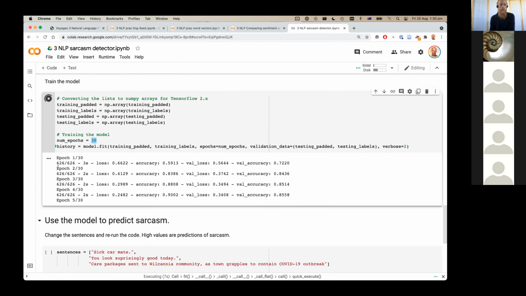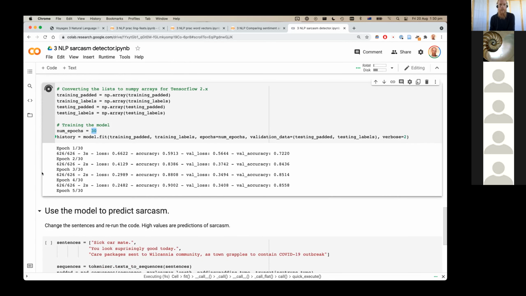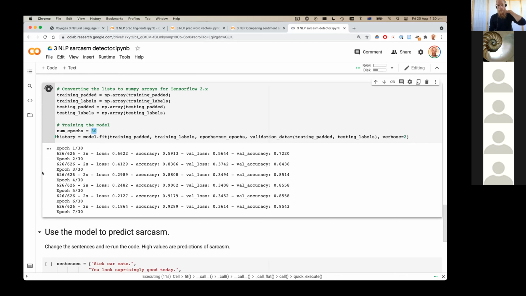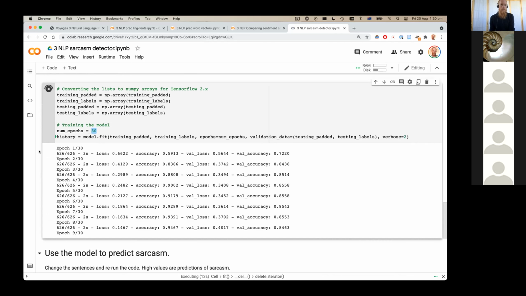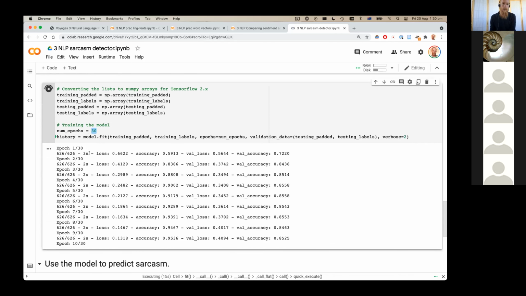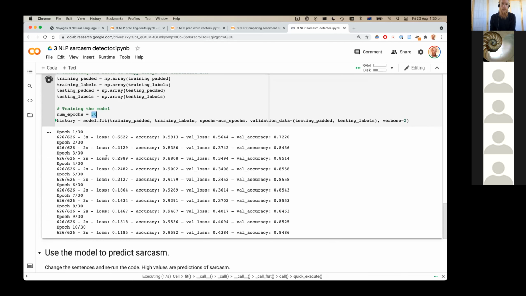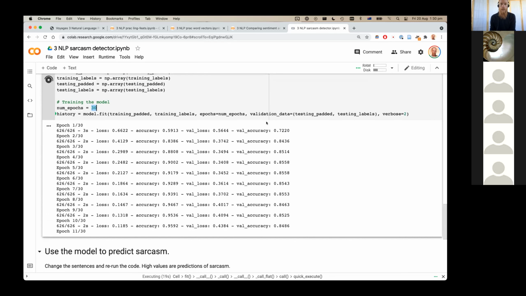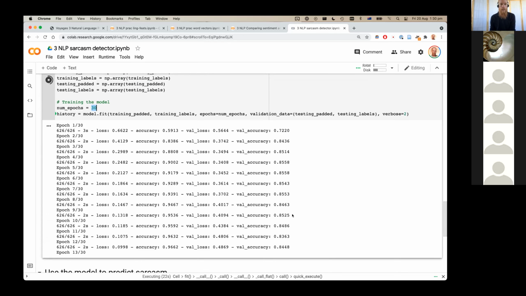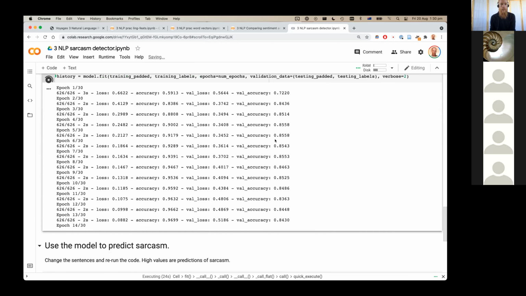It's still not going to take too long because it's only a small data set. So the epochs are the number of iterations that the training will take, and it shows us we'll have some accuracy values here. The accuracy and the loss, we'll see those change as it goes through the training process.